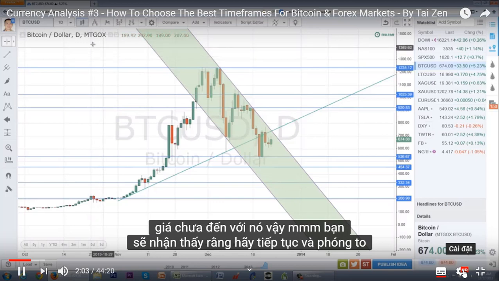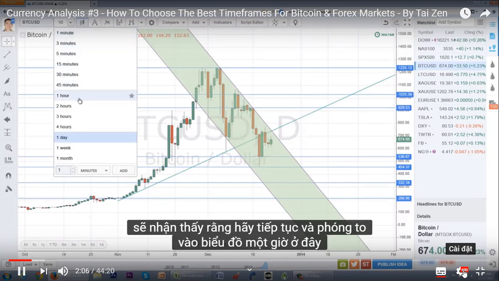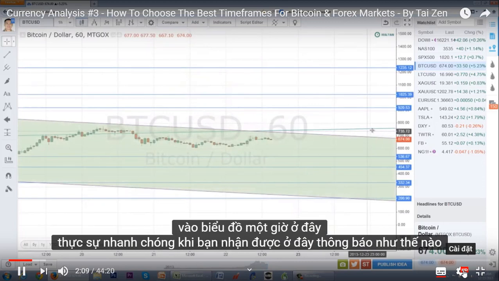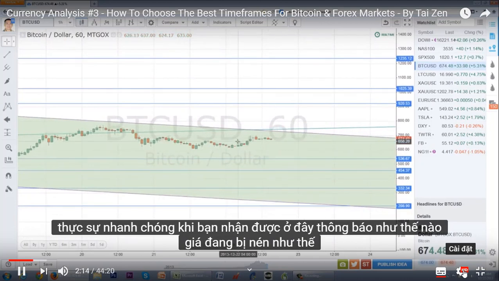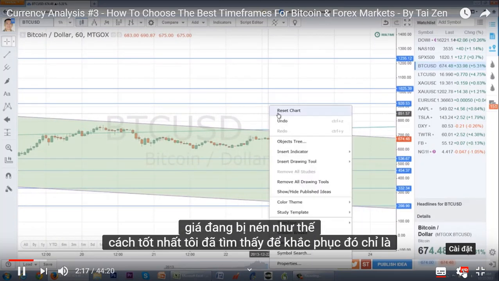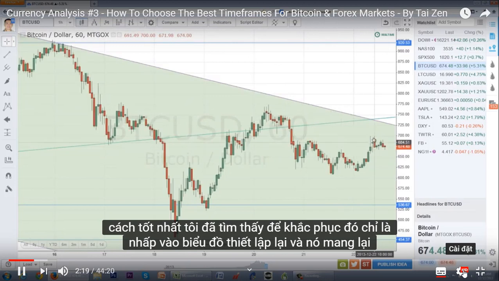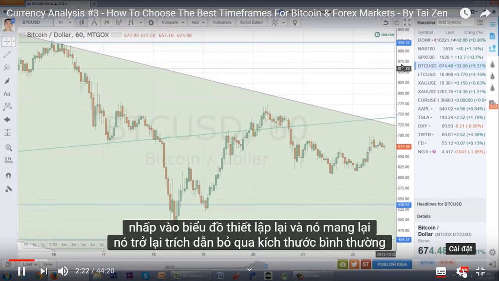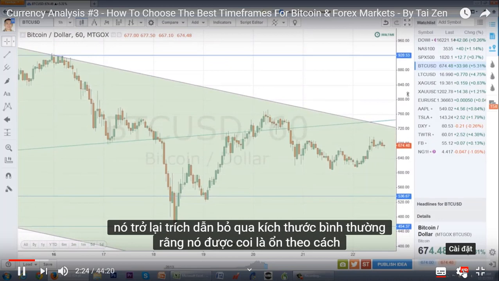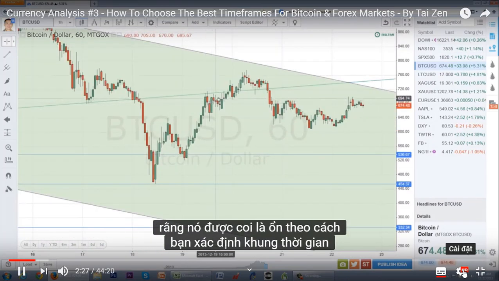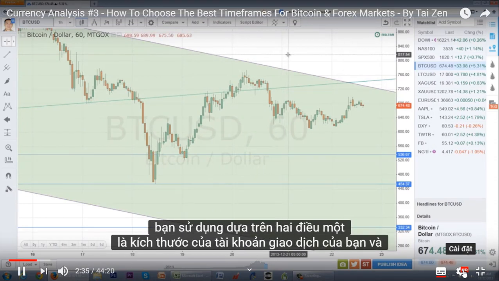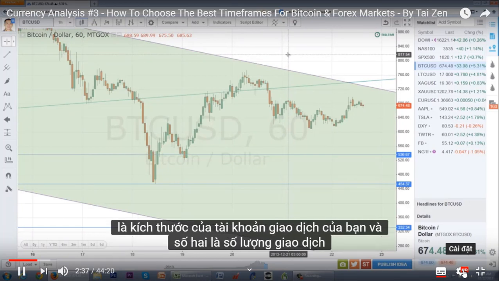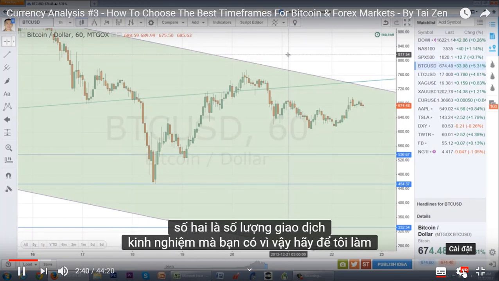Let's zoom into the 1 hour chart here real quick. When you get here, notice how price is being compressed like that. The best way I found to fix that is just click on the reset chart, and it brings it back to the quote-unquote normal size that it's supposed to be. Okay, the way that you determine the time frames that you use is based on two things. One is the size of your trading account, and number 2 is the amount of trading experience that you have.